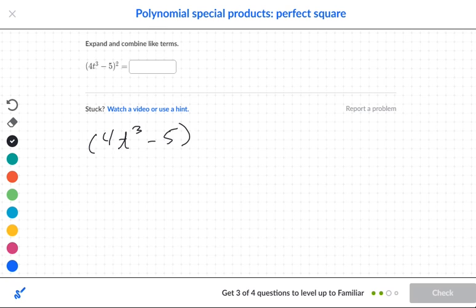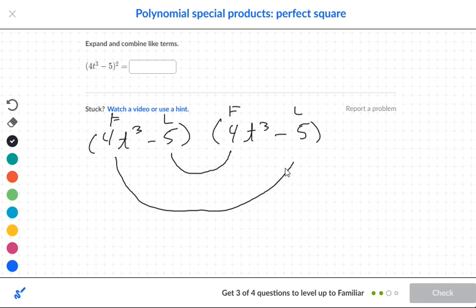So we come over here. We go 4t to the 3rd minus 5. So first, last, first and last, and then we go double smiles. So right here we're going to take 4 times 4. 4 times 4 is 16. We have 3 letter t's and 3 letter t's, so this is t to the 6. The inside we got a negative 20 t to the 3rd.